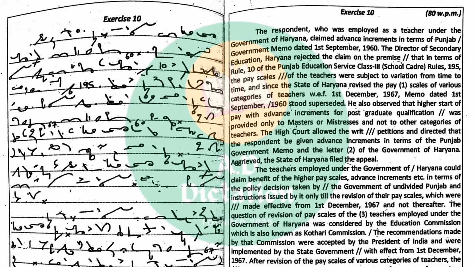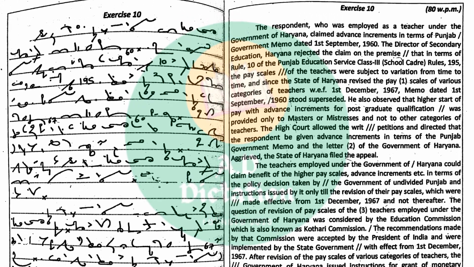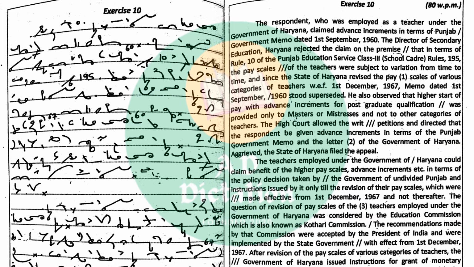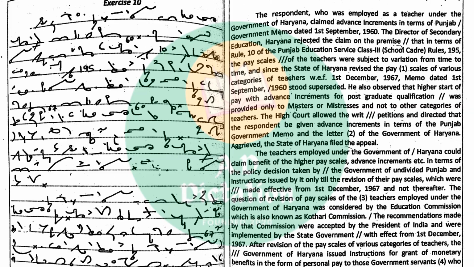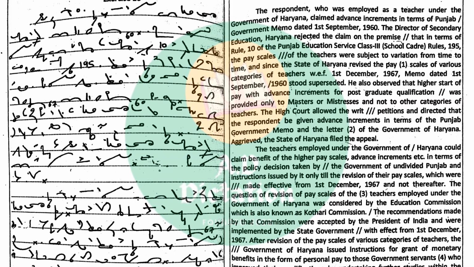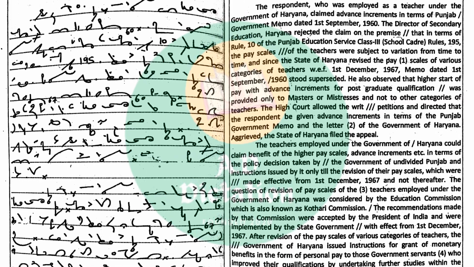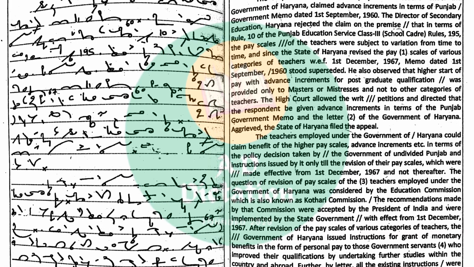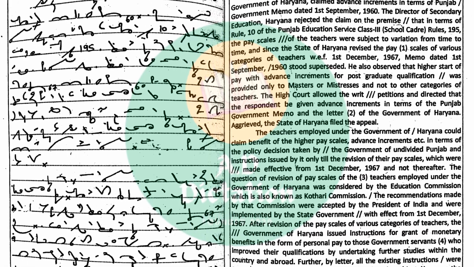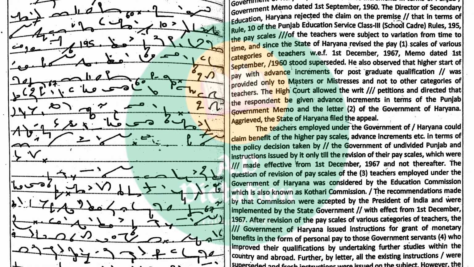He also observed that a higher start of pay with advance increments for postgraduate qualification was provided only to masters and mistresses and not to the other categories of teachers. The High Court allowed the writ petitions and directed that the respondent be given advance increments in terms of the Punjab Government memo and the letter of the Government of Haryana. Aggrieved, the State of Haryana filed the appeal.